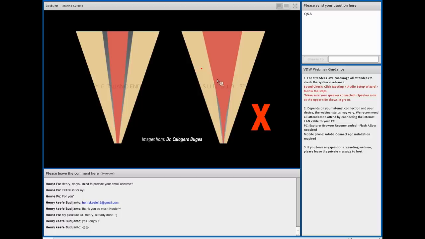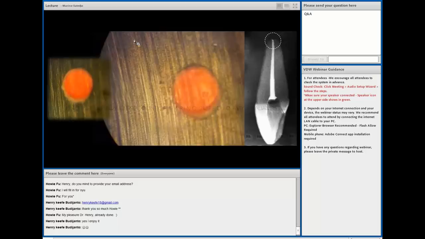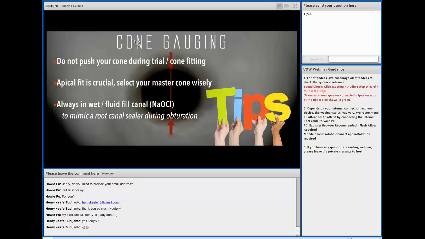So therefore, if you want to use a warm vertical condensation technique, always find a gutta percha with one size smaller taper compared to the taper of your instrumentation size, because we want to achieve a good apical stop in this case. So you need to make sure you have a good apical stop by doing some gauging. And I can give you some tips about using gutta percha, which is gauging.